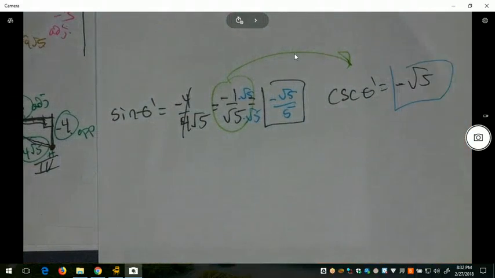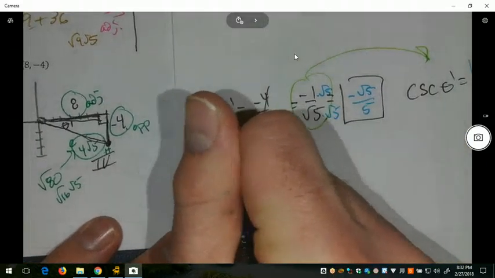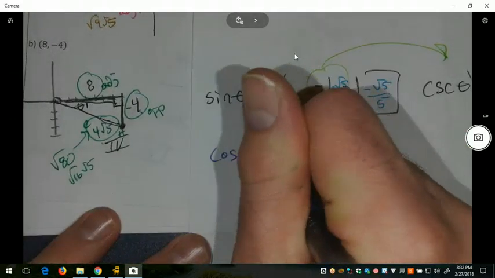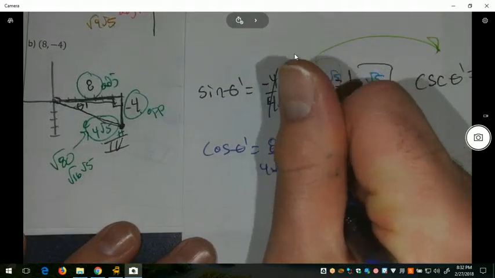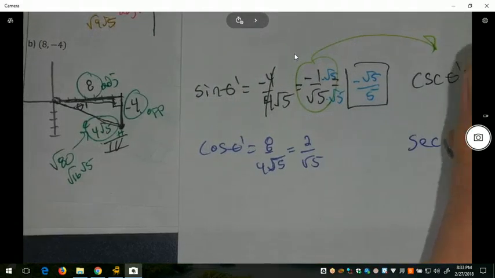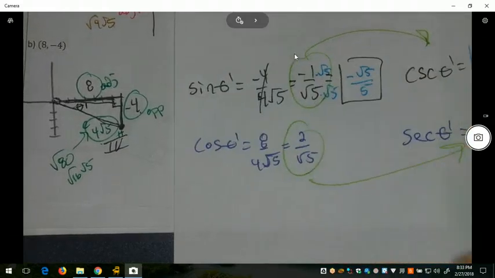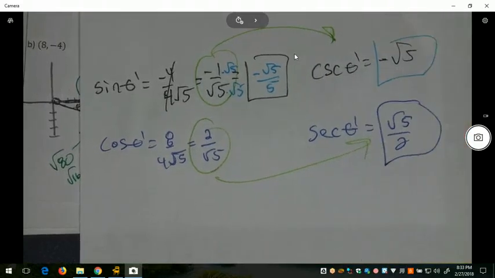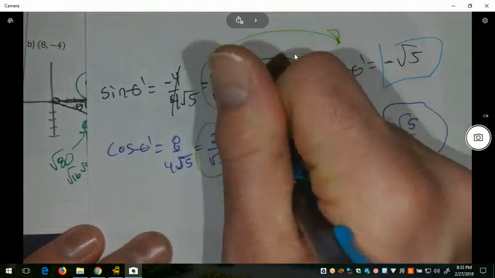So I now have 2 of my 6 trigonometric ratios. Next, I look for cosine of theta prime. Cosine is adjacent over hypotenuse, so this gives me 8 over 4 square roots of 5. Both are positive, so my fraction is positive. This is really reducing to 2 over square root of 5. I cannot leave my answer like this. But what's nice about this answer is that I can take that and flip that ratio to get secant. Secant, therefore, will be positive square root of 5 over 2. Rationalizing the denominator here will give me 2 square roots of 5 over 5.